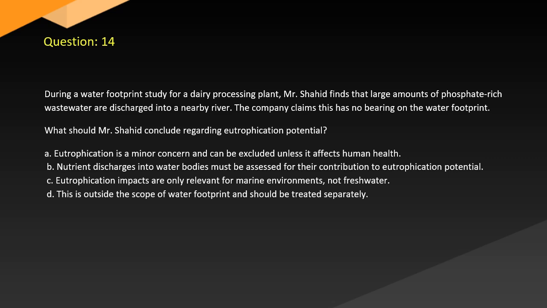A. Eutrophication is a minor concern and can be excluded unless it affects human health. B. Nutrient discharges into water bodies must be assessed for their contribution to eutrophication potential. C. Eutrophication impacts are only relevant for marine environments, not freshwater. D. This is outside the scope of water footprint and should be treated separately.